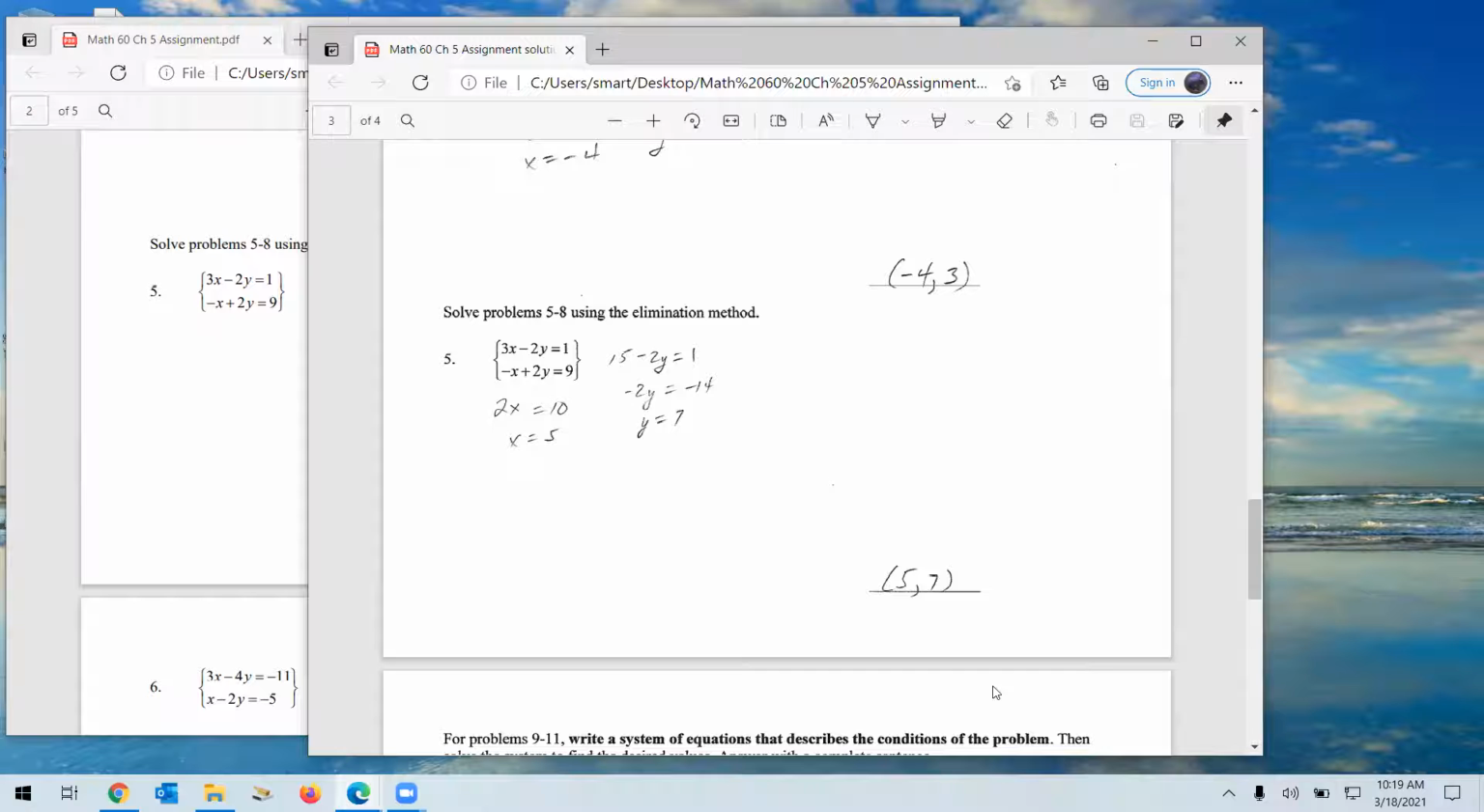Here's one where the y's were already the same size, opposite signs. So adding the equations got me 2x equals 10. Divide by 2, x is 5. Plugging that 5 in, looks like I used the first equation. 3 times the 5 got me the 15. Minus 2y equals 1. Subtracting the 15 left -14 over on the other side, right? Divide by -2 and got a 7 for my y value.